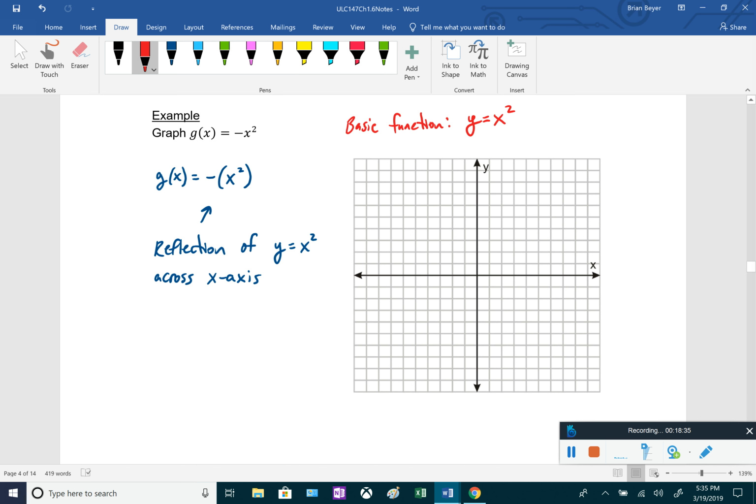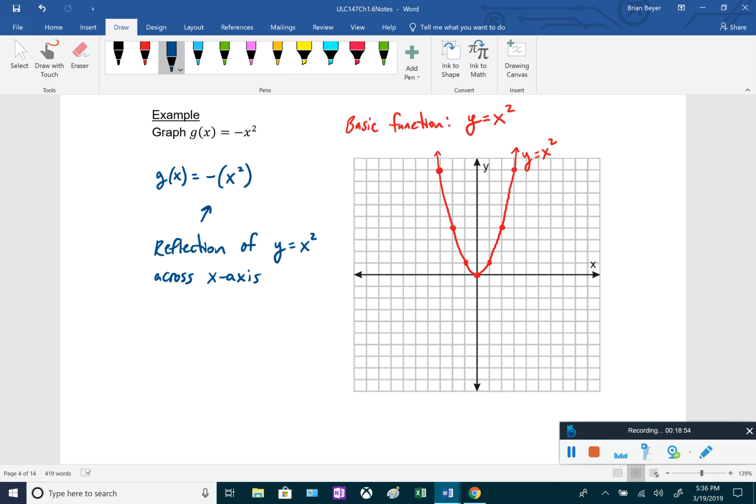So let's graph y equals x squared. So hopefully, once again, you're comfortable graphing this. So that's y equals x squared. And now we're going to graph g of x. So we're going to essentially take those coordinates, take those points, and negate the y values.